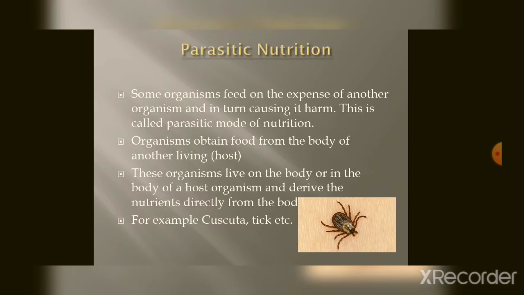So next one is parasitic nutrition. These are the animals that feed on another organism. It also harms the host. That is, the organism on which it lives is known as host. It derives nutrients and food from the host, and sometimes it may cause some harm. So this mode of nutrition is known as parasitic nutrition. For example, Cuscuta, and tick is actually an animal parasite. Cuscuta is the plant parasite.